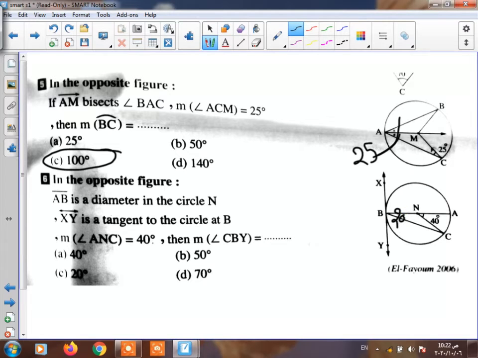And measure of angle CBY. He asked about CBY. What about it? We have tangent and radius, so this whole angle is going to be 90. 90 minus 20 is going to be 70.